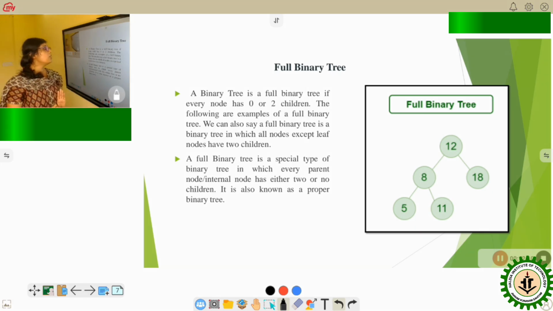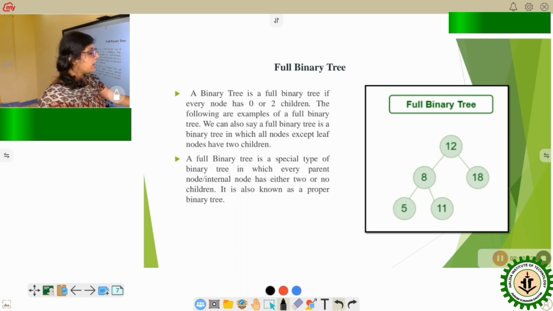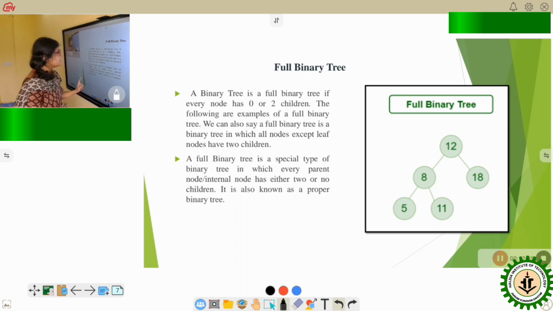Next is full binary tree. What is a full binary tree? A binary tree is a full binary tree if every node has 0 or 2 children. See, in this binary tree, this node 12 has 2 children. This node 8 has 2 children, 5 and 11. This node 18 has 0 children. Hence, it is a full binary tree.